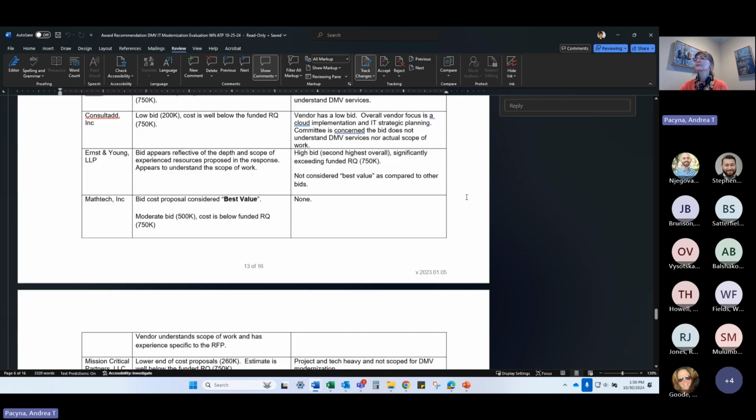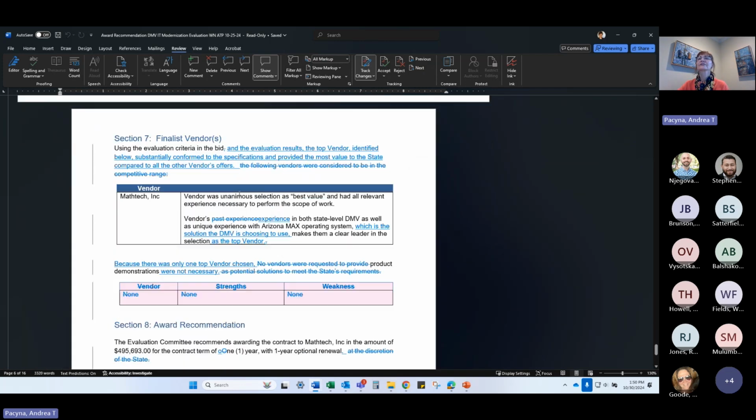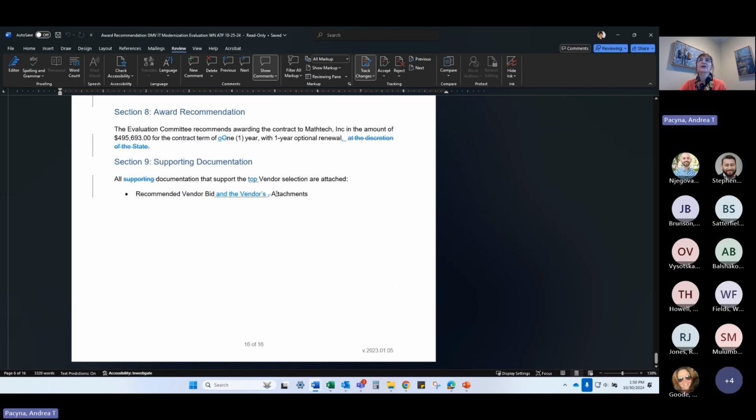So, cost proposal. All right, finalist vendors. They didn't have any negotiations, so there were no finalist vendors per se, there was just a top vendor, so we made them write a salient statement as to why the top vendor came out clearly on top, and there it is. So that's an example of how you can rip apart a draft award recommendation. We don't need to rip them apart, we just want them to be substantial so we can feel good about awarding to a vendor.